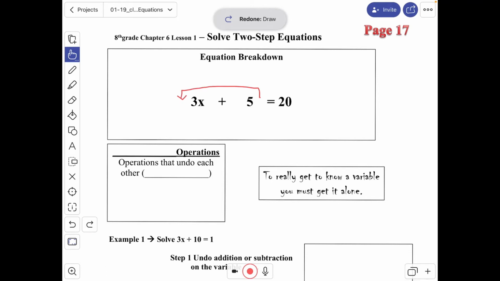This part that's on the left before the equal sign is the expression. And if we're talking about the whole thing, from the 3x all the way to the 20, that is called the equation. And each part of that has terms. So the 3x is a term, and the 5 is a term.